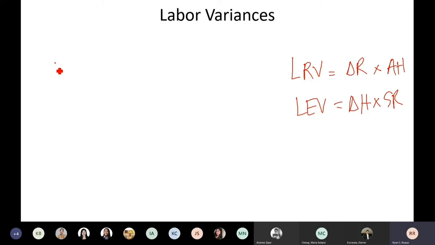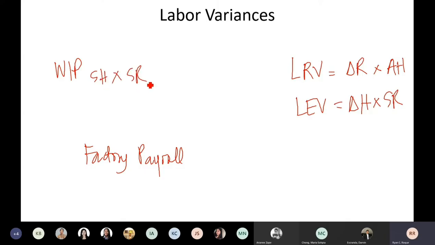So ano entry natin just to show? Work in process and credit, factory payroll. Okay? A work in process natin is valued at your standard hours times the standard rate. Ang factory payroll, syempre, bayaran mo sila ng actual hours nila at actual na rate nila, hindi pwedeng standard. Okay? Kung makikita mo, dalawa magkaiba, hours and rate. Dito po nanggaling si labor rate variance and labor efficiency variance.